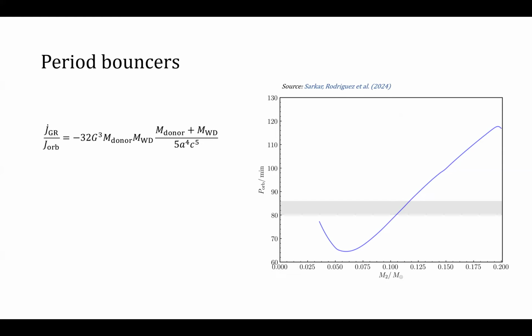So you need a very steep mass-radius relation. A flat one. Because imagine at the period minimum, A isn't changing, but M donor is. Oh, I see.